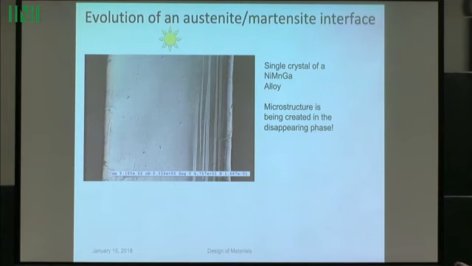And it's being heated from the top, so it wants to transform to austenite. And a remarkable thing happens. It's going to austenite. Austenite is a single phase. There are no variants. But when it goes to austenite, it creates microstructure in the martensite. It creates microstructure in the disappearing phase. Okay? So here's what microstructure it creates.